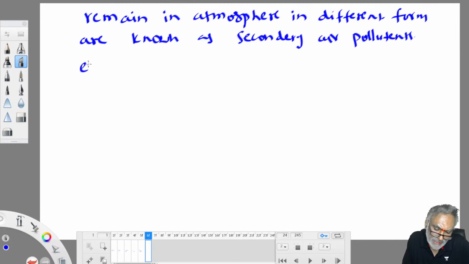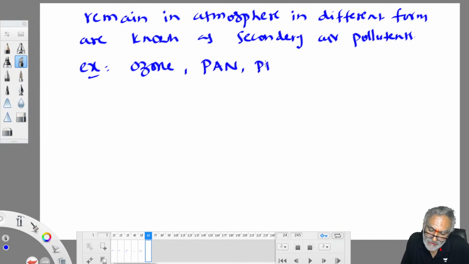The very popular secondary air pollutants are ozone. Ozone in the atmosphere is a secondary air pollutant formed by photochemical reactions in the atmosphere. Then peroxyacetyl nitrate (PAN), peroxybutyl nitrate, peroxypropanol nitrate. Anything that starts with the letter P is by default a secondary air pollutant.